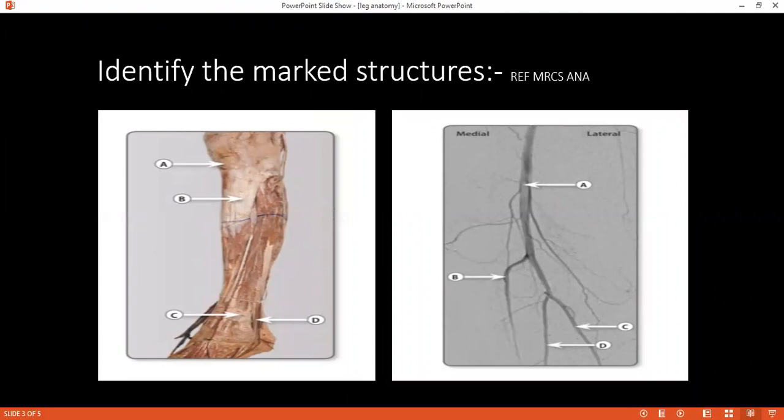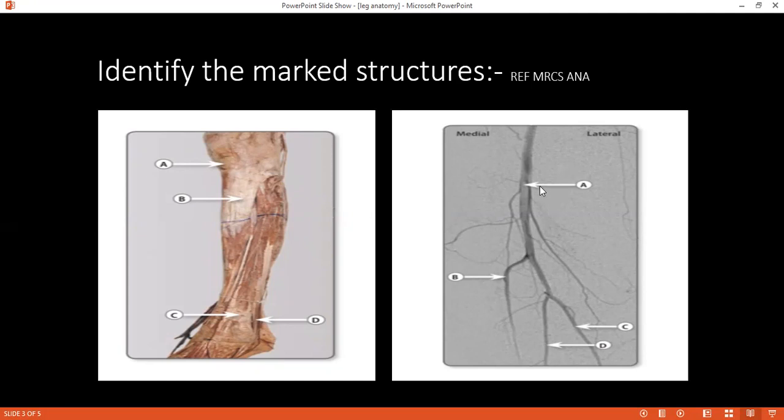Which one is A? Ma'am, A is a muscle, but it's not a muscle, it's a vessel. I don't know, ma'am. I can't tell A. Could that be the popliteal artery? If I tell you it's the popliteal artery, then what would the angiogram be? The right hand side angiogram.